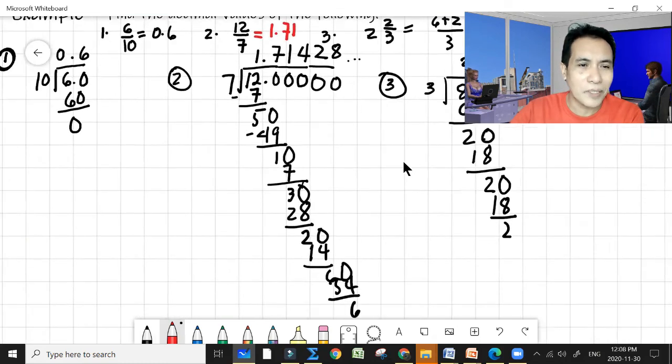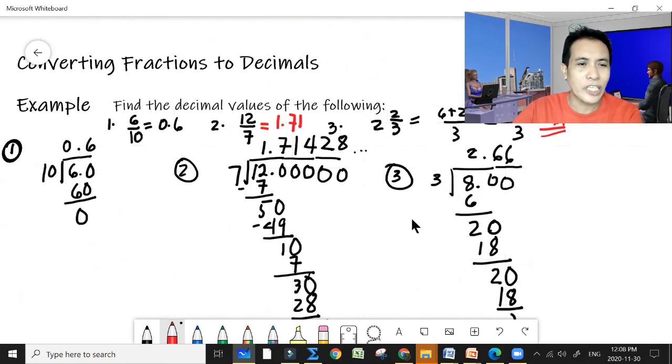So that's very simple. This is a simple division, conversion of fractions to decimals. All we have to do is to follow the procedure on how to divide numbers. All right.